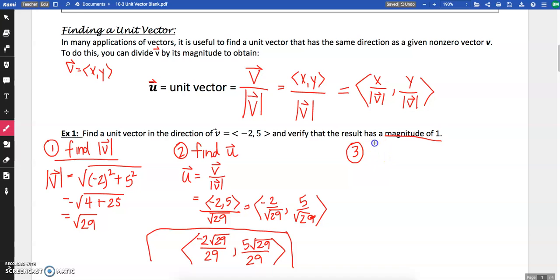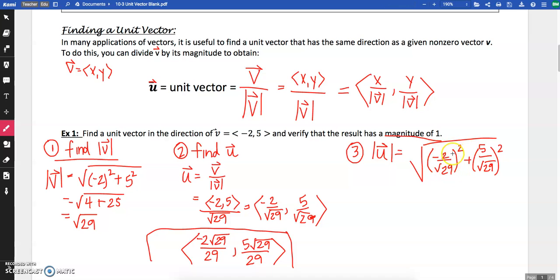Okay, so let's find the magnitude of u. Same formula. So when I plug this in, I'm actually not going to use the rationalized one because that makes my life harder. Let's go back to before we rationalized. Negative 2 over root 29. We're going to square that. Plus 5 over root 29. And we'll square that whole thing as well. We're squaring the whole fraction.